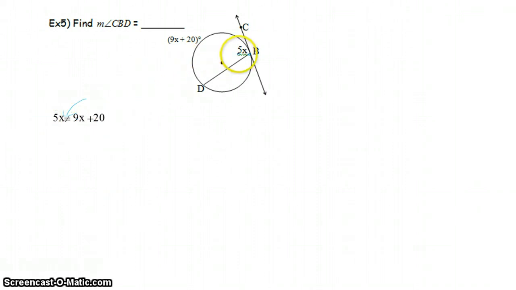Since I know that this is half, I know that it will take 2 of my 5x's to equal my 9x plus 20. So I'll adjust my equation, and I'll take 2 times my 5x. Now I know that I have a true equation. And I'll multiply the 2 times the 5x. So I have 10x equal to my 9x plus 20. I'll continue solving it. I'll move my 9x over as a negative 9x. And that would leave me with 1x over here equal to my 20.